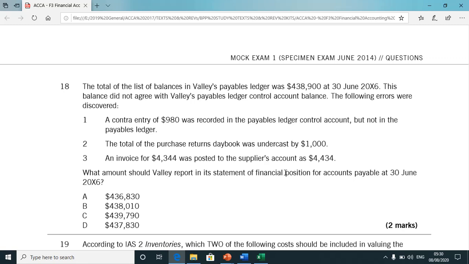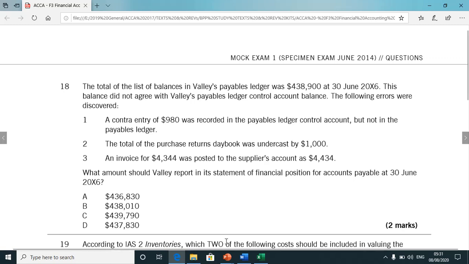Okay, so we're dealing with personal accounts here, and that means that we are not going to be affected by the second error, because the second error deals with daybooks, and the totals of the daybooks feed directly into the general ledger. A contra of 980 was recorded in the payables ledger control account but not in the payables ledger. That will affect us, and also I think the third transaction.